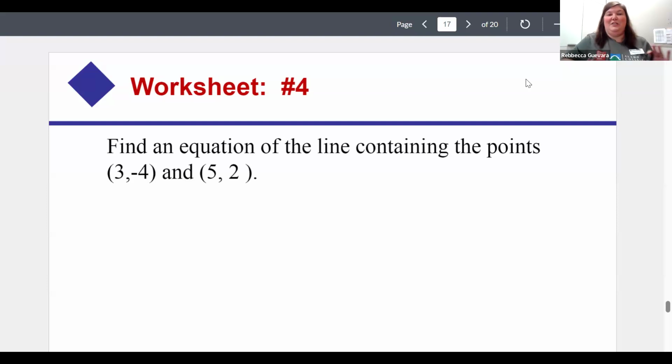Okay, so I'm not going to do this 2 times for each point. We'll just pick one. So we'll find the equation of this line. Like I said, we need to pick a pair of points to be our x1, y1, and a pair to be our x2, y2. The first thing we're going to do is look for slope.